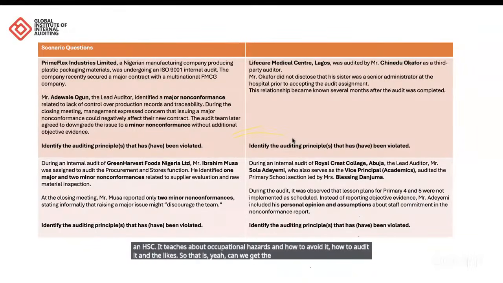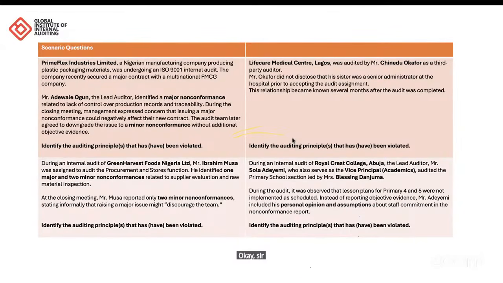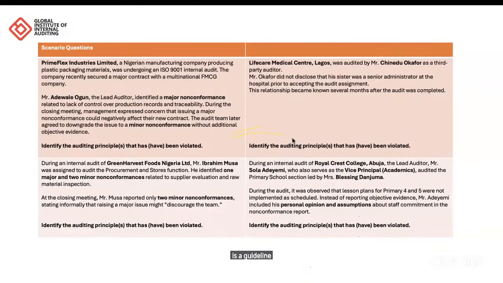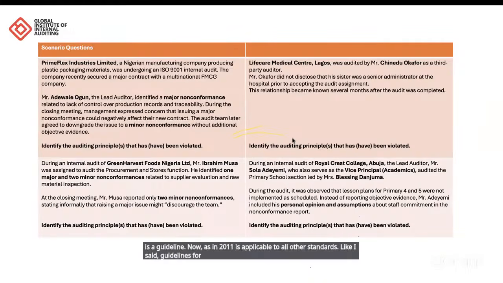ISO 27001 and ISO 19011. I need clarification, please. Okay, so the difference between ISO 27001 and ISO 19011 is that ISO 27001 is a standard, while ISO 19011 is a guideline. ISO 19011 is applicable to all other standards. Like I said, it gives guidelines for auditing management systems.